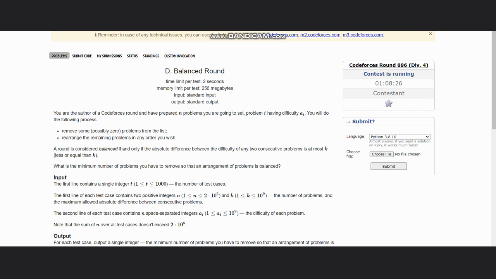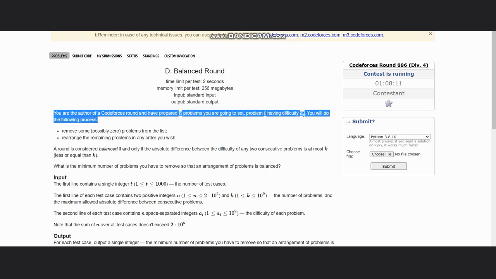So here we are discussing the question Balanced Round on Codeforces. The problem states that you are an author of a Codeforces round and have prepared n problems you are going to set. Problem i has difficulty a_i. You will do the following process.